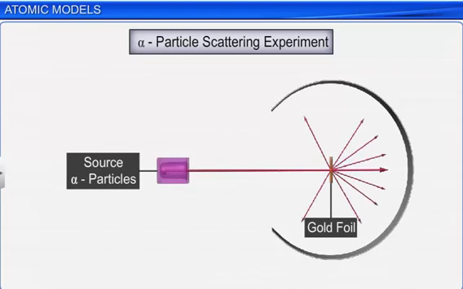Most of the alpha particles passed through the gold foil undeflected. A small fraction of the alpha particles were deflected by small angles. A few alpha particles were deflected by large angles. A very small amount of alpha particles, 1 in 20,000, were bounced back to the source, that is, nearly by 180 degrees.